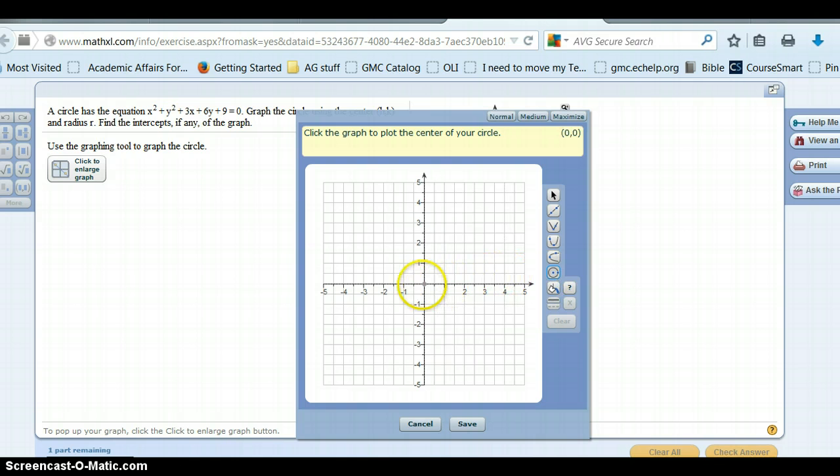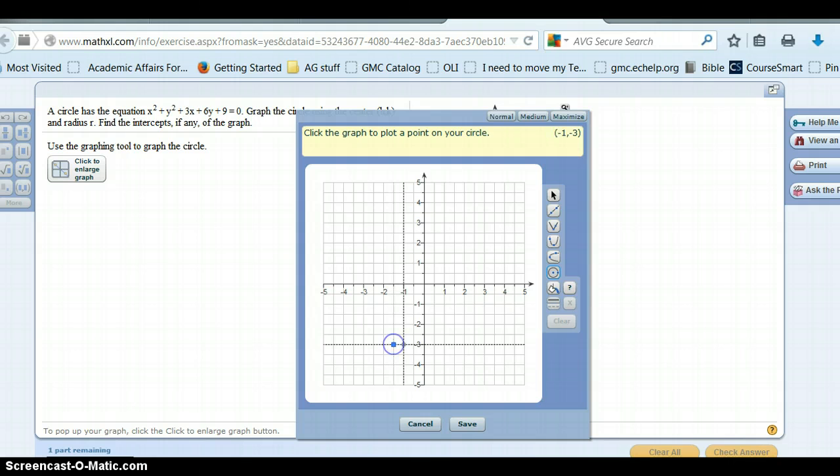We want to go to -3/2, well that's -1.5, which they have conveniently marked for us. I would imagine all of these are worked out to where they're fractional solutions. And then down to -3. That's my center. All right, my radius is 3/2, which is 1.5 units.